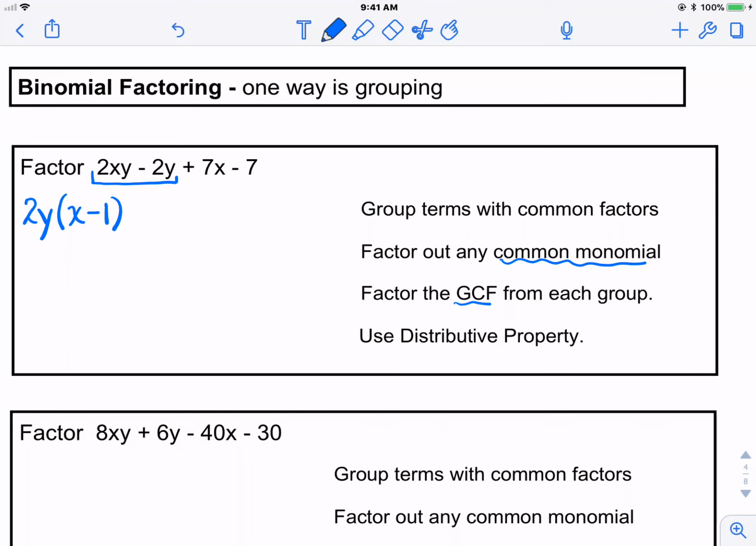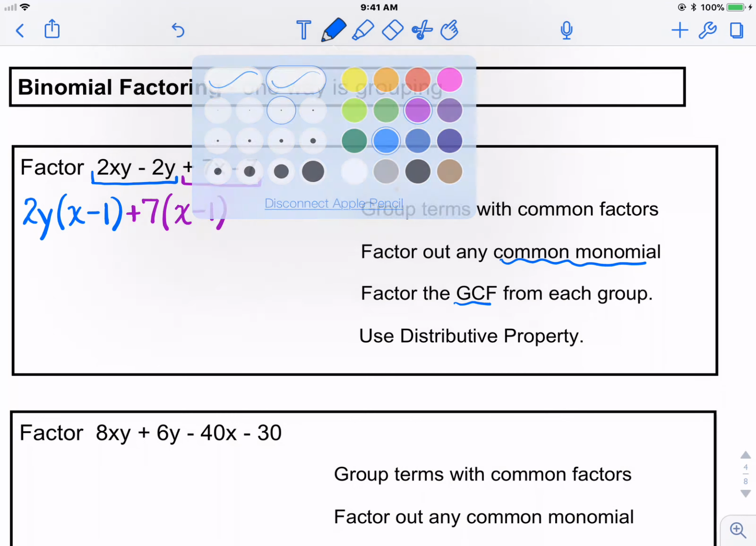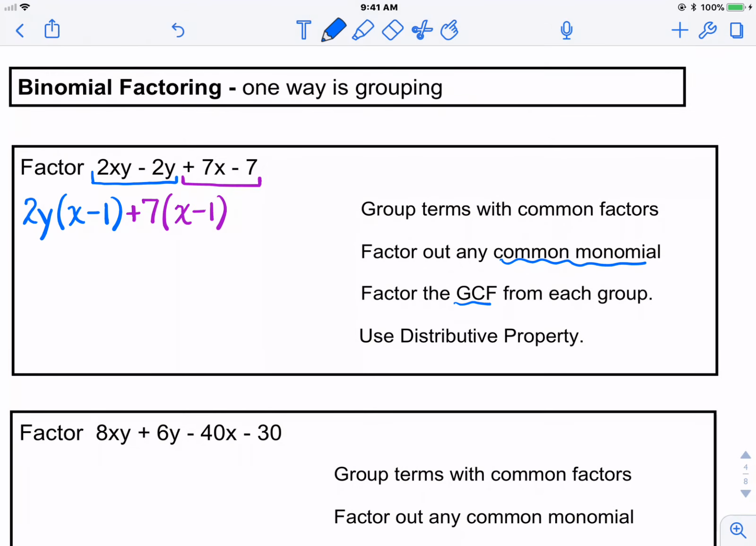I'm going to take a different color, and for the second group, including the plus sign here, I'm going to say that in this group, my greatest common factor is a 7, or a positive 7, so I need a sign in between there. And for that group then, x minus 1 would be my factoring. This is where you may need to slow down and try this out yourself slowly, coming back to the video when you pause. This isn't factored all the way yet.